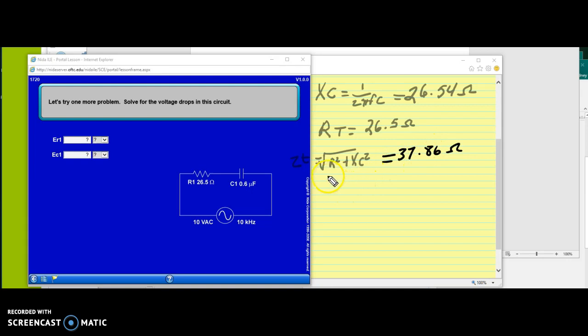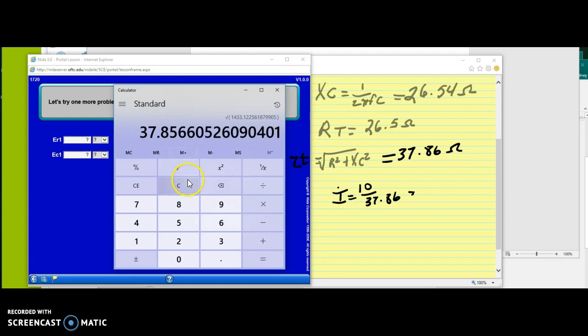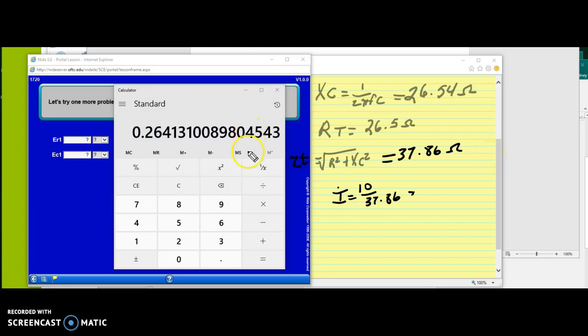Now it gets much easier now that we've done all this, now that we've got our Z total over here. All we have to do is divide to get total current. I is equal to E, which is 10, over 37.86 equals. So we'll break out the calculator once again. We'll say 10 divided by 37.86 equals, and that is 264 milliamps or 0.264 amps. I'll write it in base units. So 0.264 amps right here. So we've got I, and now we can begin to calculate these voltage drops here.